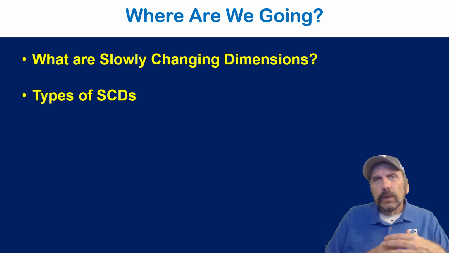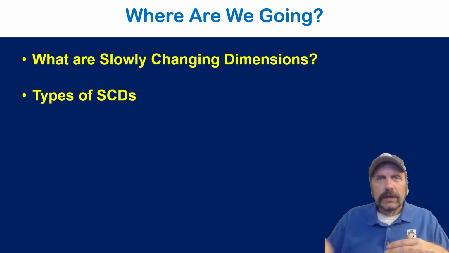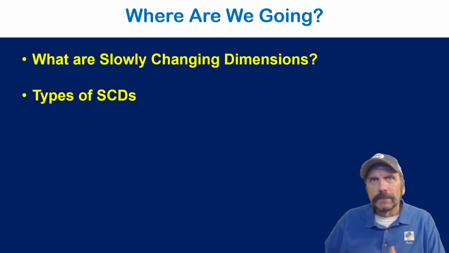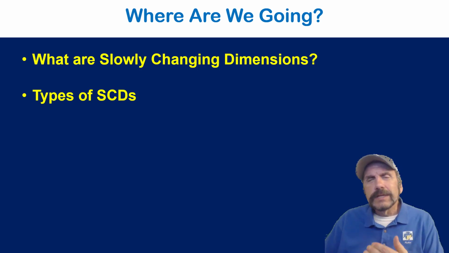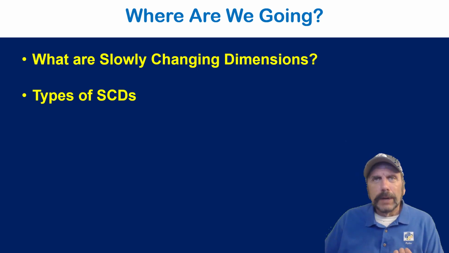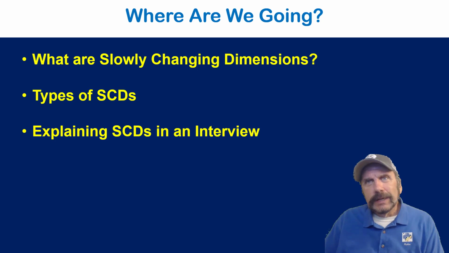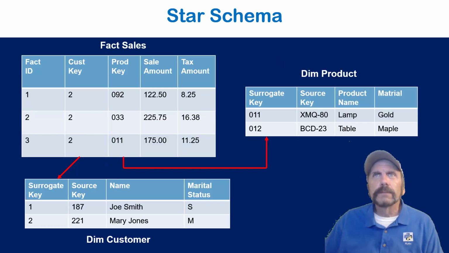I did a video, which I'll put the link to at the end of this, that talked about dimensional modeling. I'm going to show you what that means, but basically it establishes something called the star schema. So I'll talk about that because understanding slowly changing dimensions really relates back to dimensional modeling in general. So we'll talk about how you would explain slowly changing dimensions in an interview. I'm going to walk you through the different types so you'll have a good idea what they are. Then we'll wrap things up.